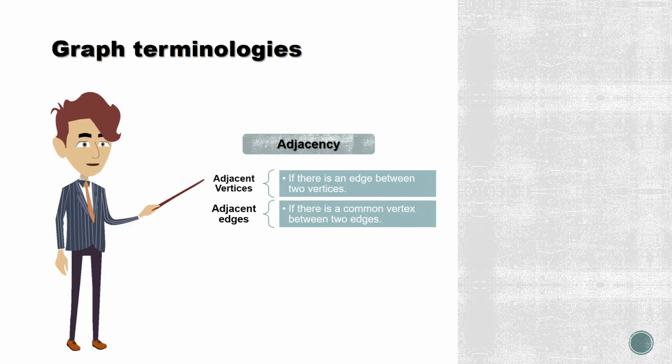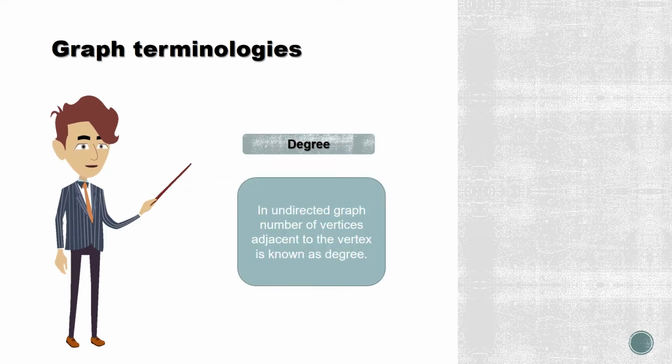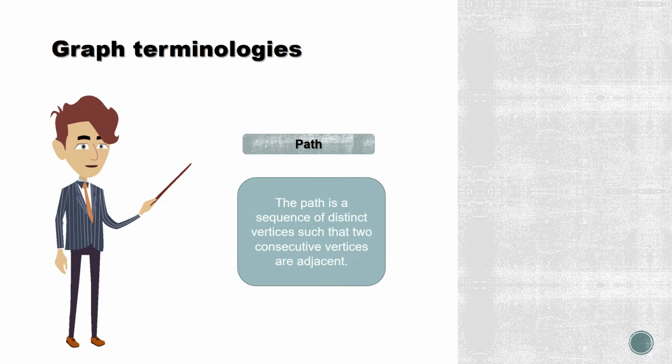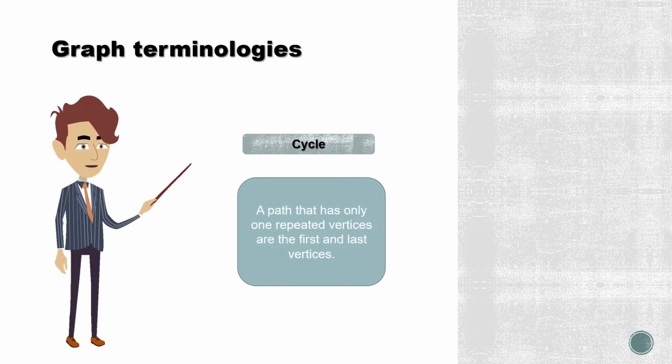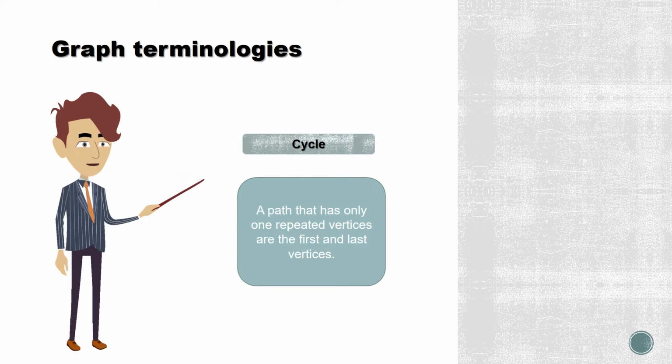Next, graph terminologies. Adjacency. Degree: number of vertices adjacent to the vertex. The path is a sequence of distinct vertices such that two consecutive vertices are adjacent. A cycle has only one repeated vertex, where the first and last vertices are the same. A walk is the sequence of vertices and edges of the graph.